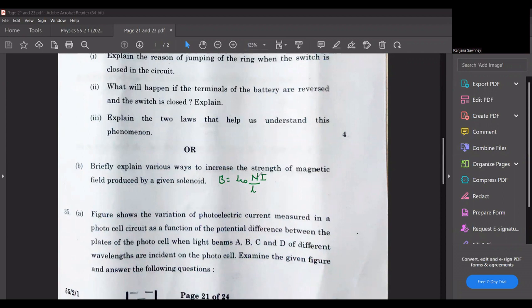So by increasing the number of turns, by increasing the strength of the current, or by decreasing the length, or by placing some iron core inside it so that its permeability increases, then mu will be equal to mu naught into mu R. Okay, so by introducing a soft iron core, then also the magnetic field inside increases. Okay, then question number 35, the last question, which is again a case-based study question.